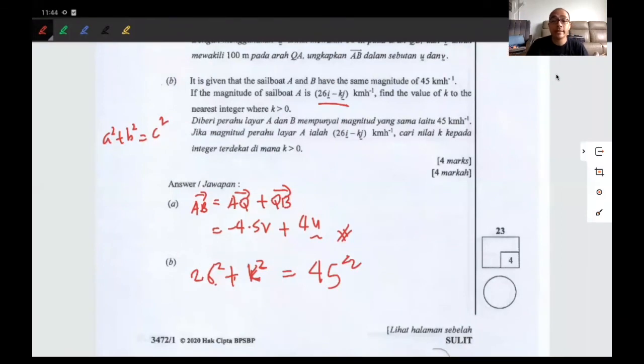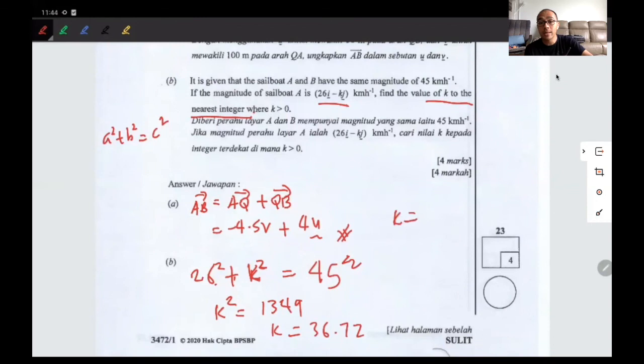That's how you would calculate the magnitude of any vector. So k squared equals 45 squared minus 26 squared, which is 1349, and k is the square root of 1349, which is 36.72. But the question says find the value of k to the nearest integer, so k equals 37. I don't want 36.72 because I want the nearest integer. So k equals 37.